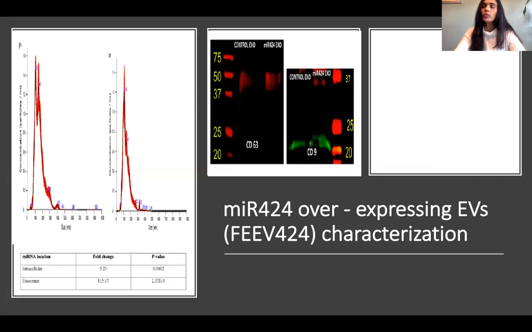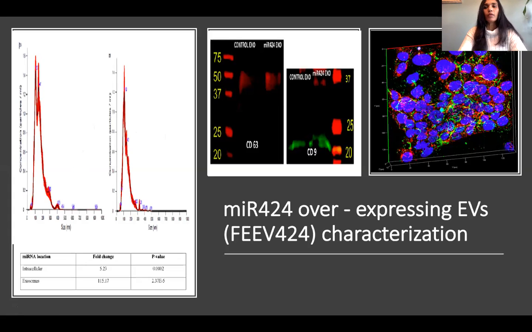And once we had those EVs, we characterized them, comparing the regular EVs with the overexpressed EVs, and we found that there is no change in their size distribution, and they express the similar markers, so they are basically the same. And they are also endocytosed by the neuronal cells the same way as the normal EVs.